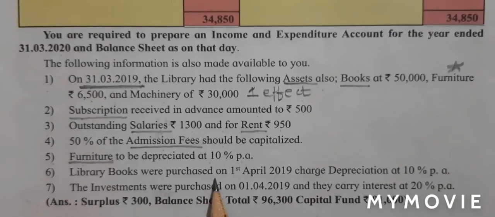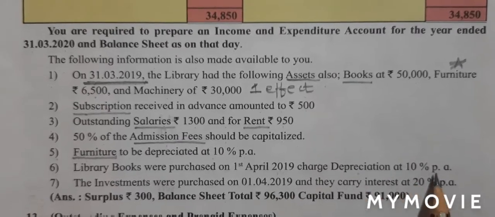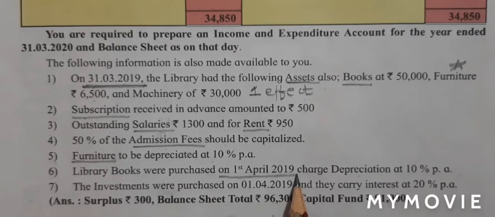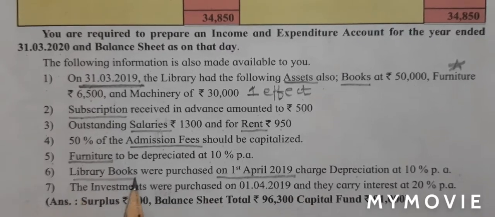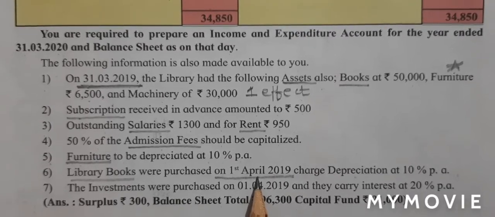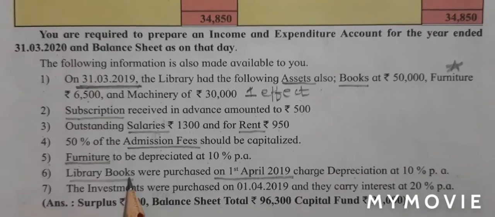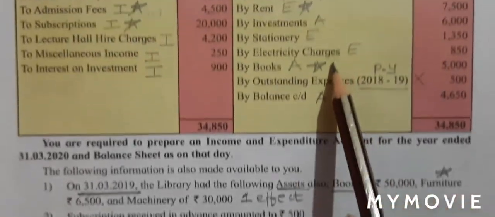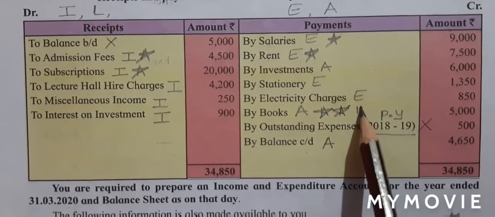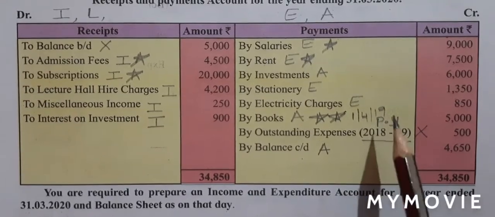Library books were purchased on 1st of April and charged depreciation at 10%. They have given us an information that the library books were purchased on 1st of April. Now this date is very important when we are calculating depreciation. So I have to mark star for books. So for books, I'll mark a star which is for depreciation, and I'll make a note of the date. It is purchased on 1st of April 19.